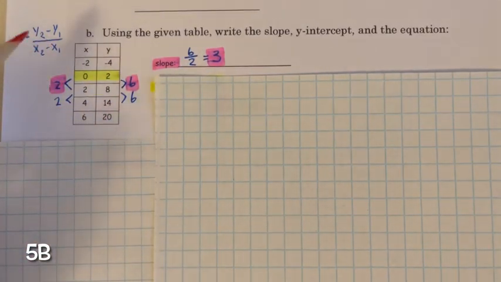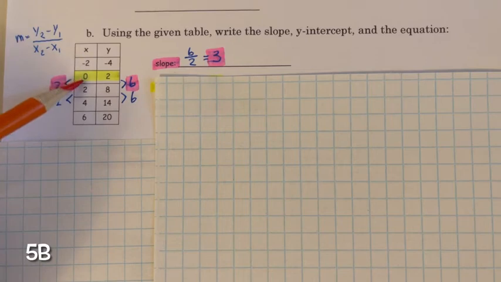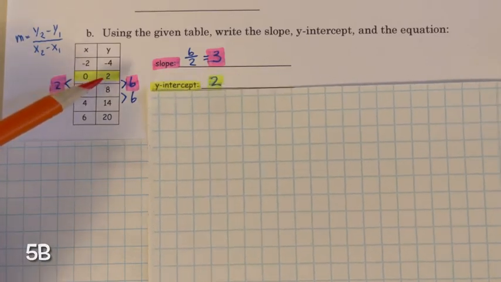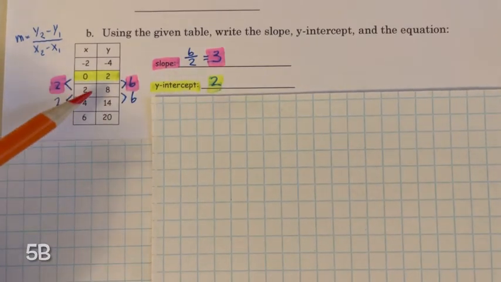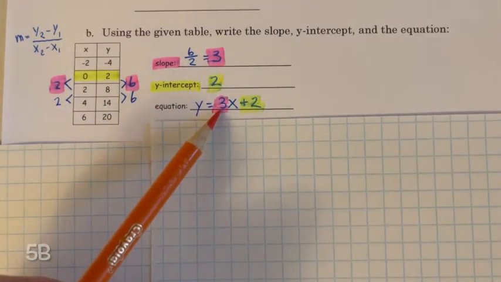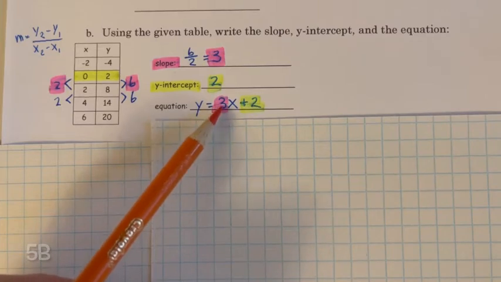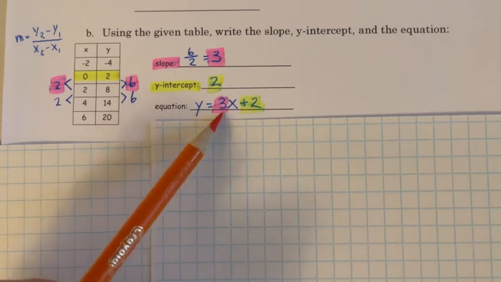Now the y-intercept is when x equals 0. If you think of a graph, the line is going through the y-intercept when x is 0. So you just look for where x equals 0. When x is 0, y is 2, so the y-intercept for this table is 2. Now we have everything to write this equation in slope-intercept form, y equals mx plus b. The m equals 3, or the slope, rate of change. The b, the y-intercept, is 2. So y equals 3x plus 2.